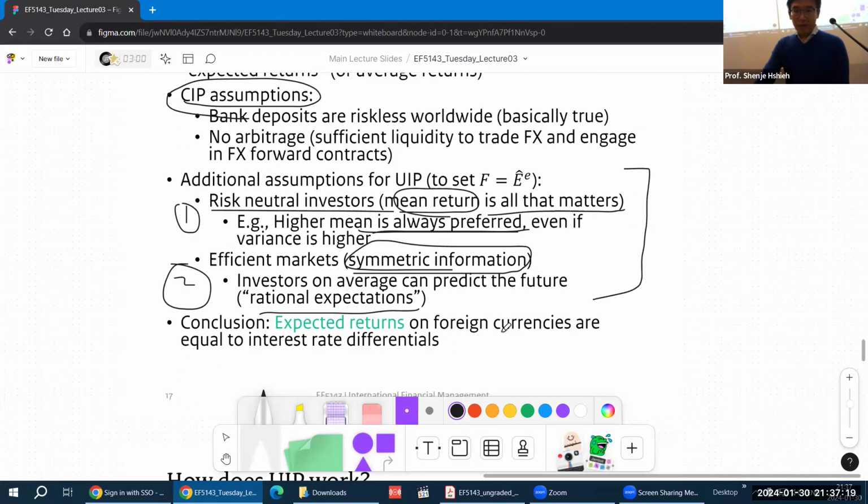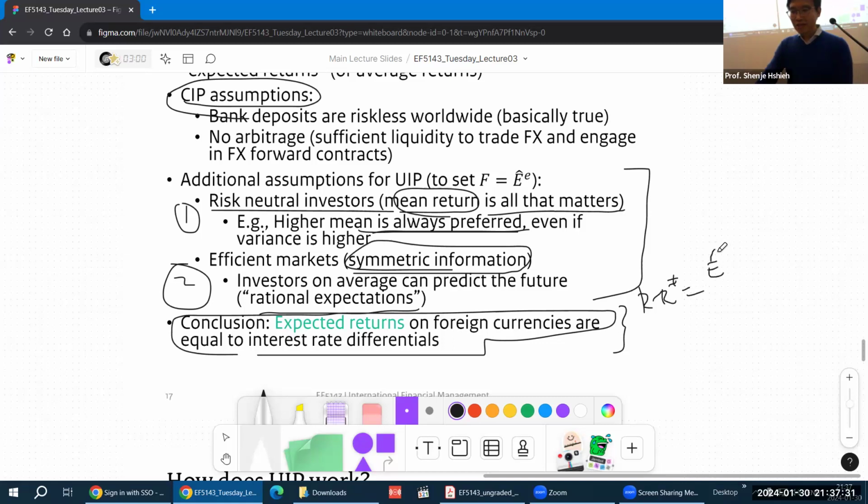So expected returns of foreign currencies is equal to the interest rate differentials is our way to interpret UIP, right? Because R minus R star is equal to (E hat E minus E) over E, right? That is our asset pricing model for foreign currencies. Expected returns of foreign currencies must equal interest rate differentials on average, right? On average.